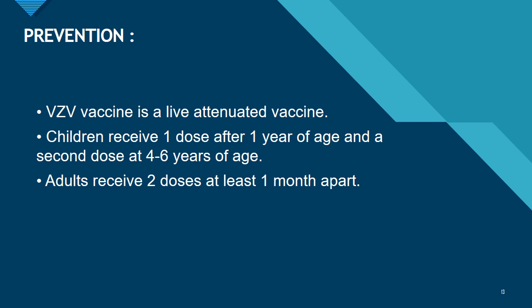Vaccine against Varicella zoster virus is a live attenuated vaccine, so you are not going to give it to pregnant women or immunocompromised individuals. Children receive 1 dose after 1 year of age and a second dose at 4 to 6 years of age. Adults receive 2 doses at least 1 month apart.